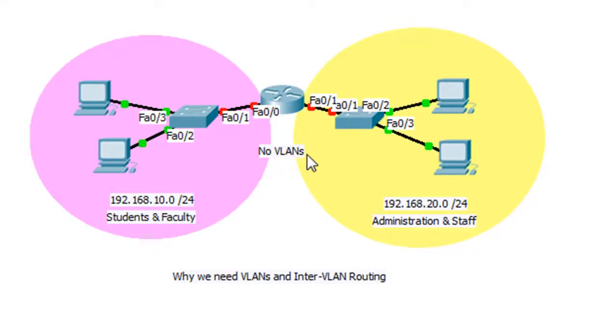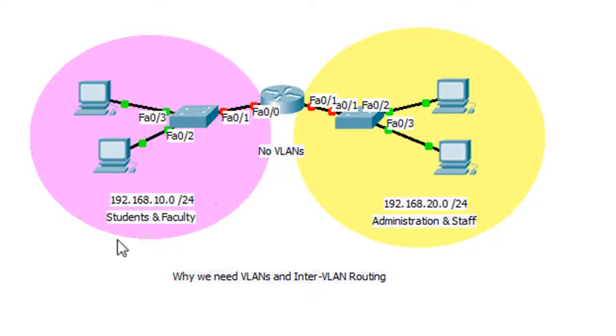And let's say we need two networks in this organization because we have students and faculty that we want to put on one network, and we want them to be separate, right, from the administration and the staff, which we want to have on a separate network, right? So that makes sense. We have two networks and we have one on one side and one on the other. And in this scenario though, we have no VLANs.